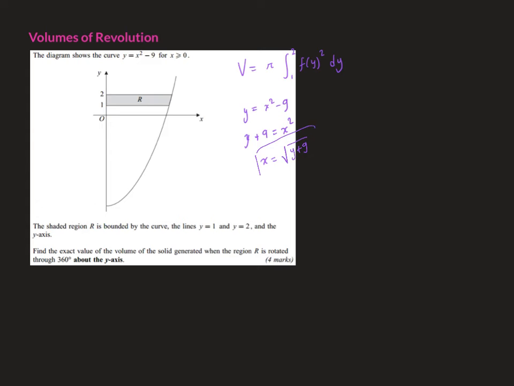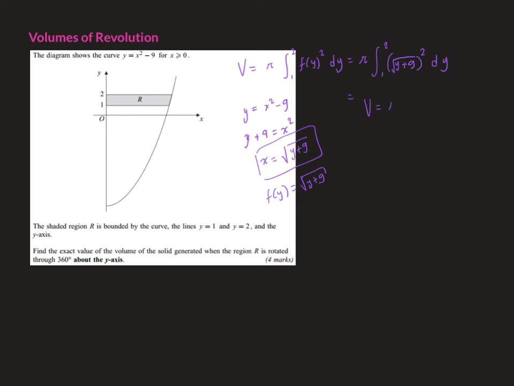Now this is the function that we have. This is f of y, the root of y plus 9. So when we want to find the volume, what we have to do is substitute in our integral. So that is pi integral from 1 to 2 of the square root of y plus 9, squared, dy.